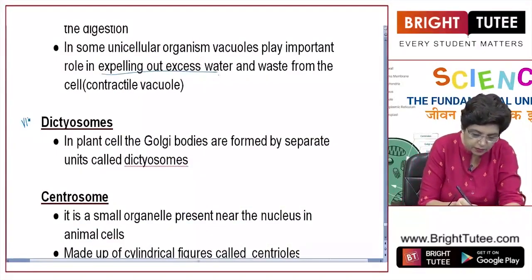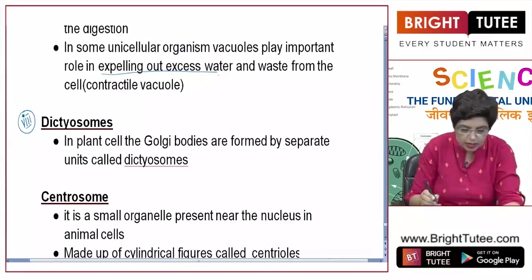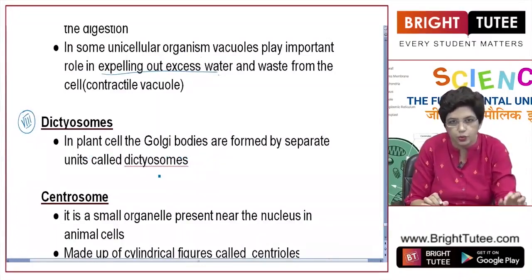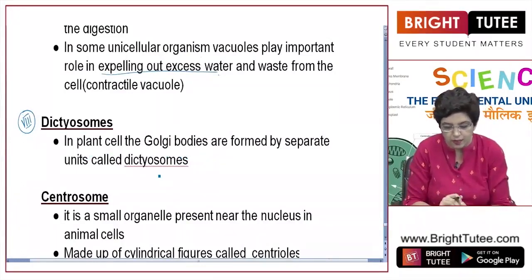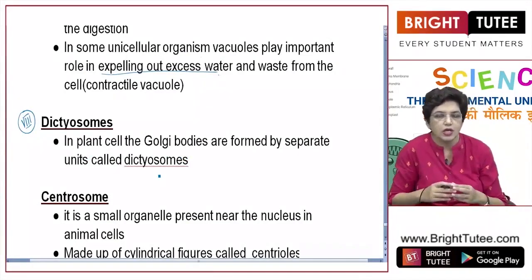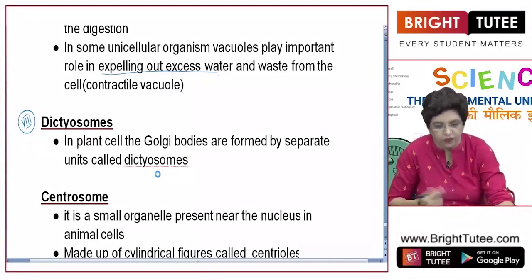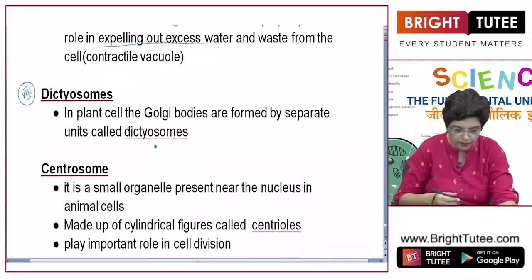Next is dictyosomes. These are very tiny cell organelles. In plant cells, Golgi bodies are formed by separate units. These separate units are sometimes called dictyosomes. Plant cells sometimes do not contain the Golgi apparatus, the complex. They contain tiny dictyosomes. The function is the same as the Golgi apparatus.